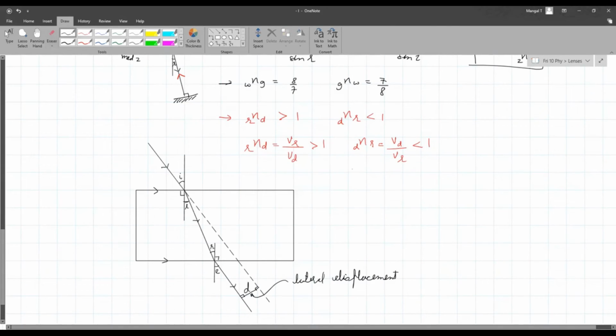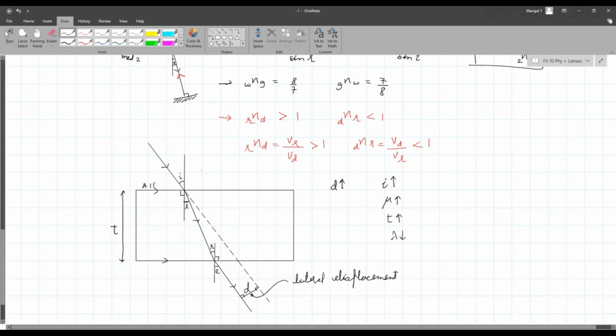And if I call this D, so D will be more if I is more. Okay, D will be more if the refractive index is more. D will be more if the thickness is more. Now this is the thickness that I'm talking about. If you take a glass block which is thicker, it will give you more lateral displacement. And of course, it inversely varies with the wavelength. So these are the factors on which the lateral displacement depends.